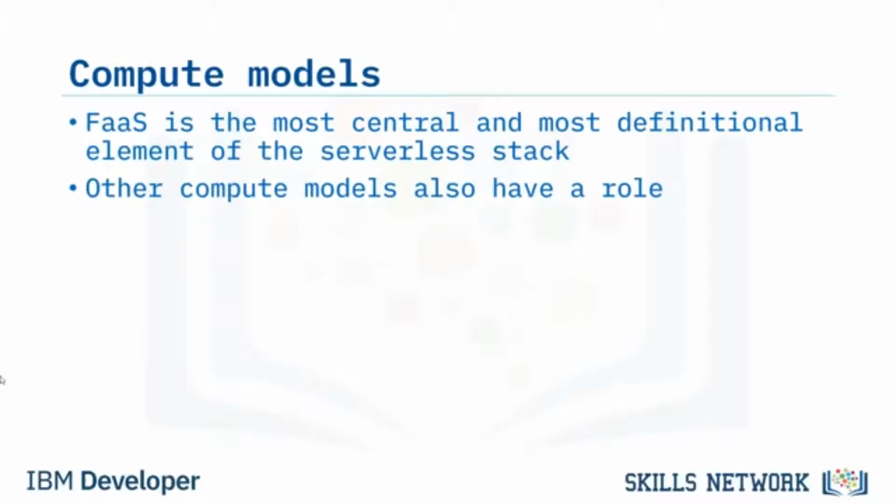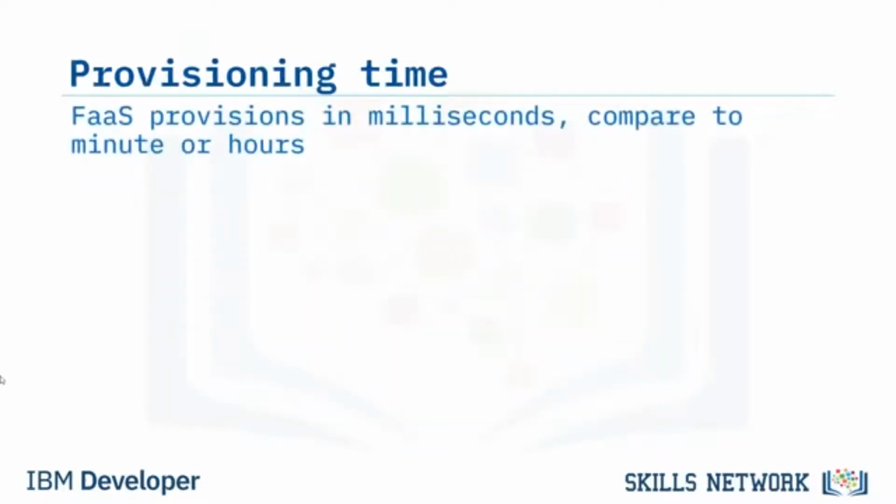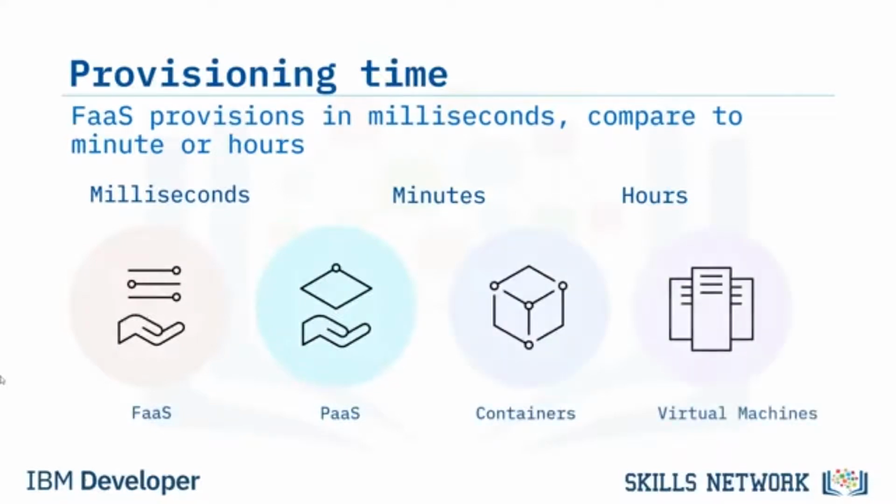So it's worth exploring how FAS differs from other common models of compute on the market today across key attributes. The three main models to compare are Platform as a Service, containers, and virtual machines. Function as a Service boasts an incredibly short provisioning time, in the range of milliseconds. Other compute models cannot rival this provisioning time, often because they require the provisioning of infrastructure. Other models require minutes or even hours.